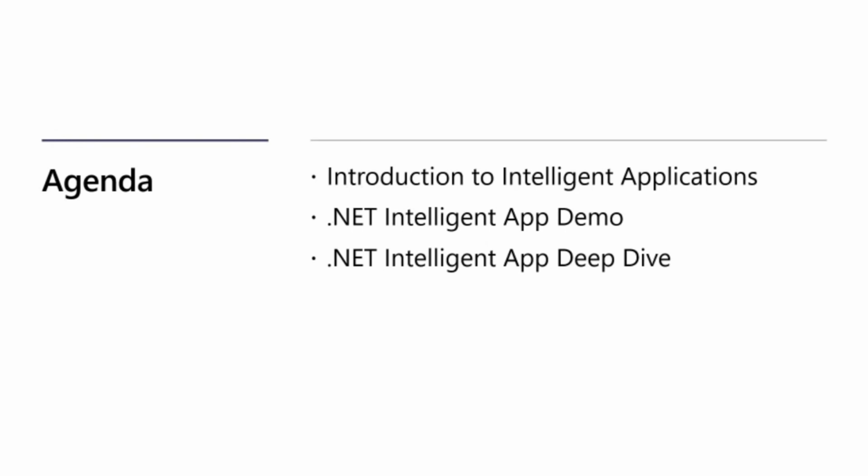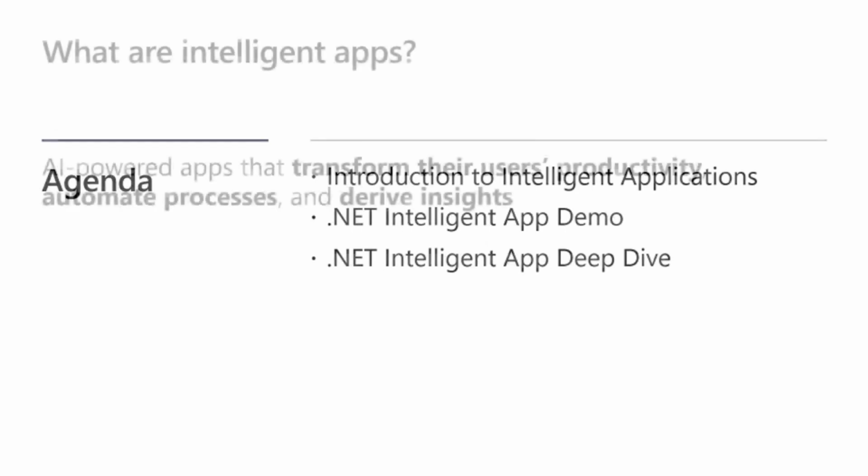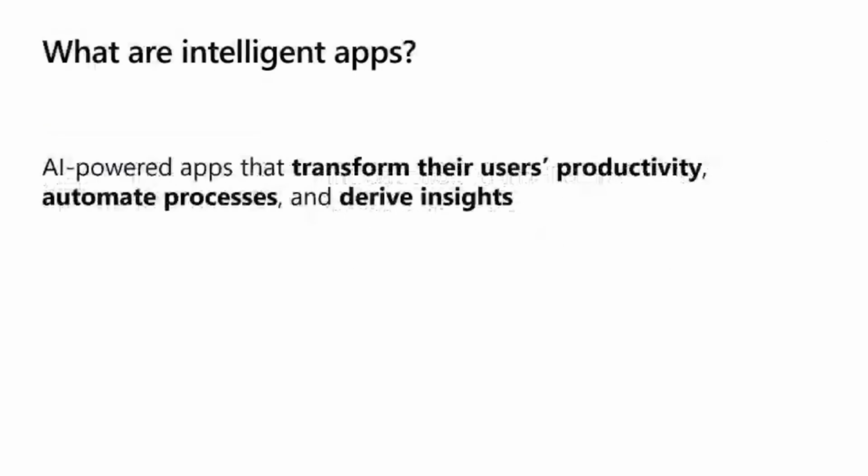Let's get started. So, what are intelligent apps? Intelligent apps are AI-powered applications that transform users' productivity, they automate processes, and they derive insights using the tools and platforms that they know and love. In this talk, I'll show you how you can enhance your .NET applications by leveraging Azure OpenAI service to build intelligent apps to meet your business and customer needs in C#, using tools like Visual Studio and platforms like Azure that you know, love, and are already productive in.